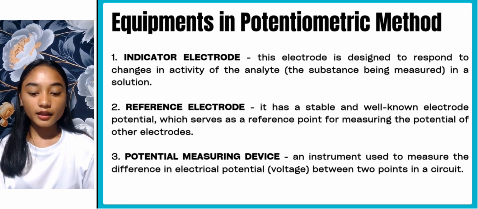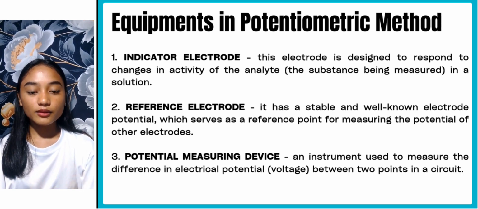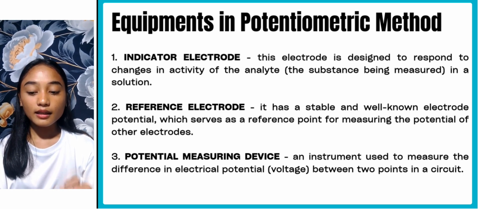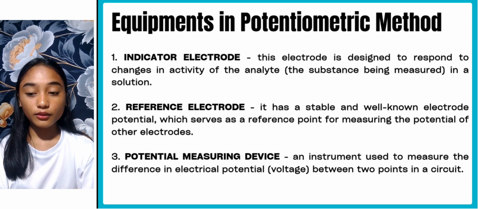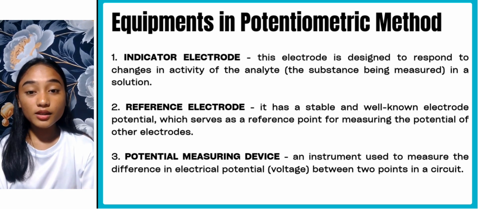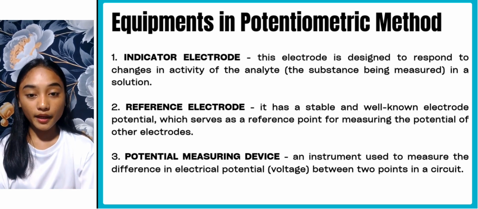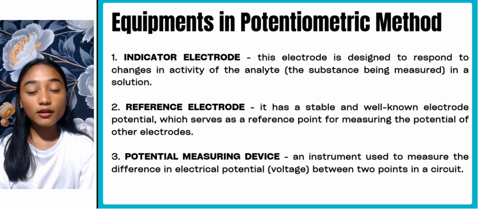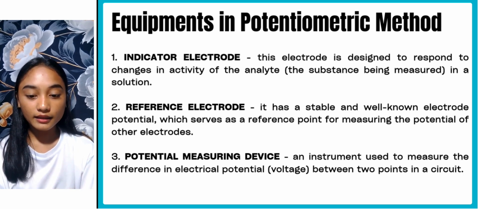We also have here the equipment in the potentiometric method. The first one po is the indicator electrode. This electrode is designed to respond to changes in activity of the analyte in a solution. So kapag sinabi po nating indicator electrode, yung potential niya po ay nagbabago-bago as a response doon sa ginagawang concentration or activity ng specific ion or ng analyte.